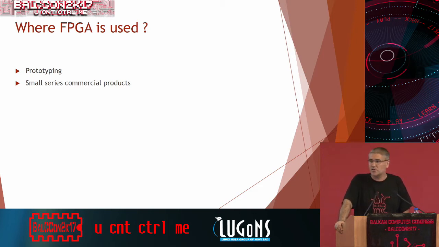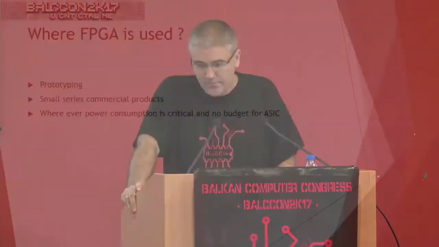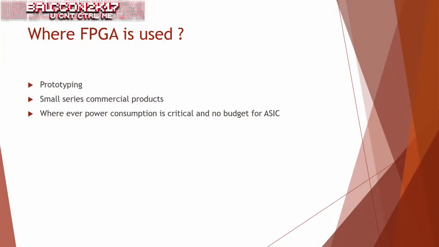For example, oscilloscopes mostly have those inside, and you then have the possibility to change even the functionality of the whole device if you arrange it well at the beginning. Also, because FPGAs have low power consumption, you can use them in anything where you need it, and you do not have enough money to produce an ASIC.